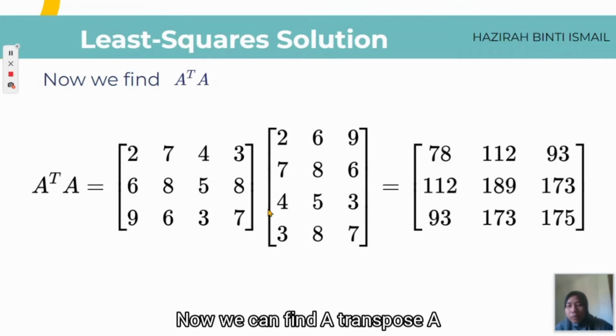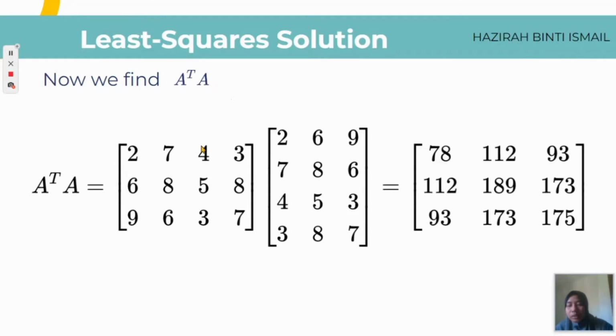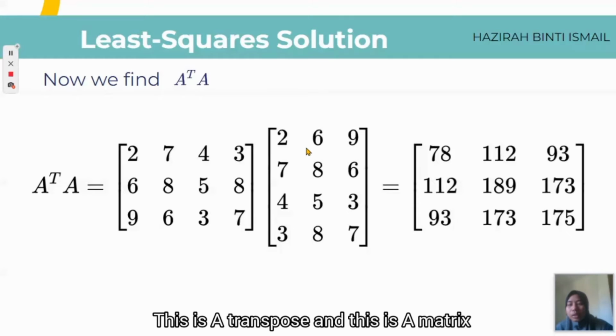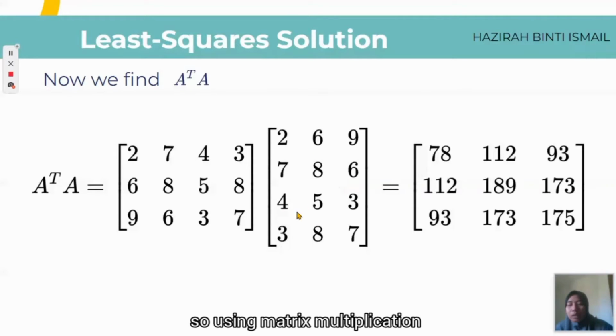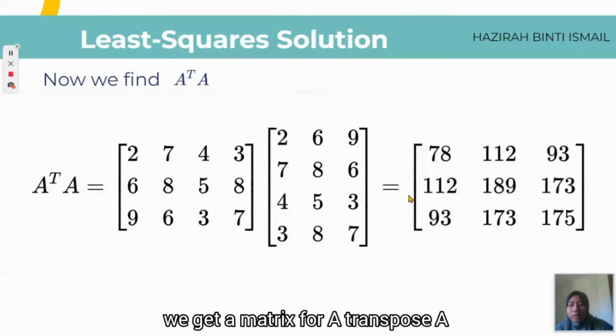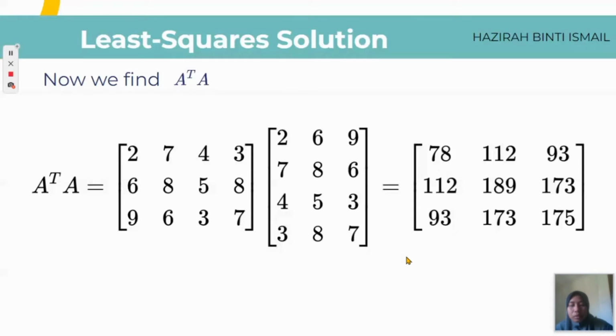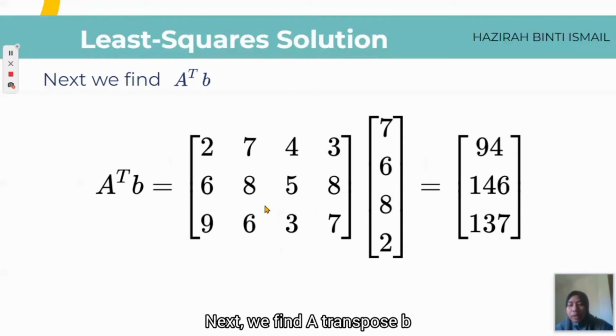Okay, now we can find A transpose A. This is A transpose and this is the A matrix. So using matrix multiplication, we get the matrix for A transpose A. Okay, next we find A transpose B. This is A transpose and this is B. Using the matrix multiplication, we get the A transpose B matrix.